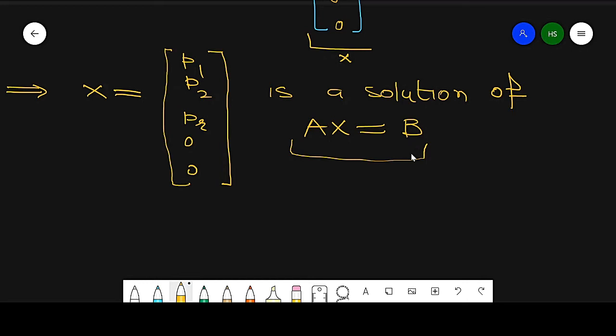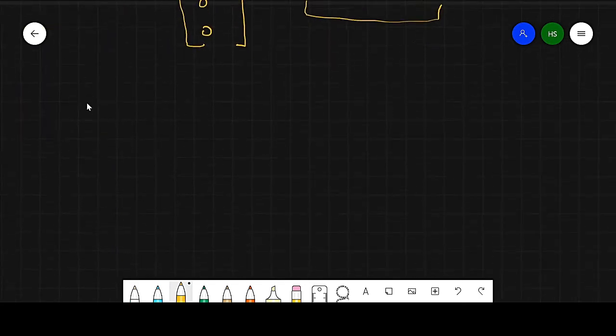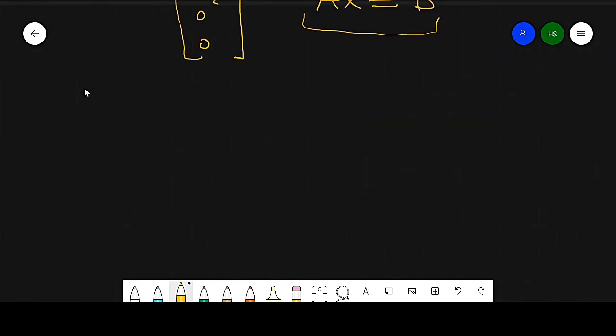So from this we get that if AX equal to B has a solution, then the augmented matrix and the A matrix have the same rank. And if the converse is true, if they have the same rank, then the system of equations is consistent, then it has a solution. So this is a very important theorem to find the solution of the given equation.